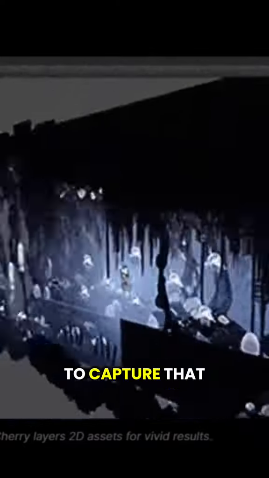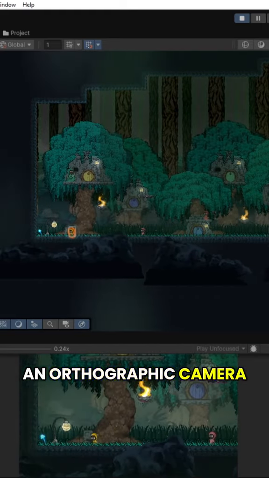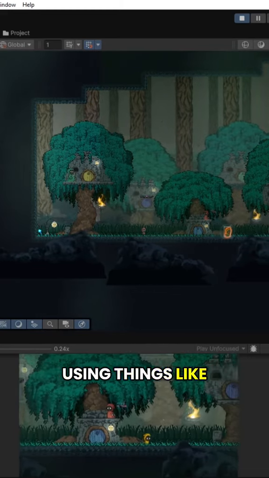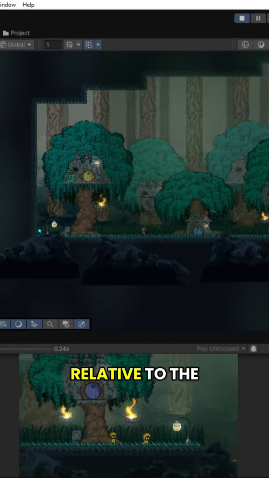This is different than some 2D games who actually layer their flat assets along the Z-axis and then use a perspective camera to capture that depth. Since we're using an orthographic camera that makes everything a flat plane, we have to add the illusion of depth back in using code, using things like backgrounds and foreground objects that move at different speeds relative to the player.